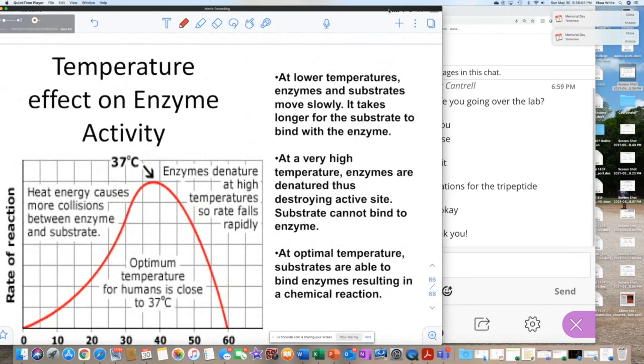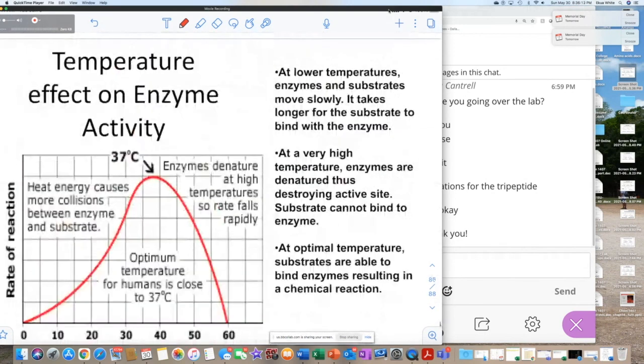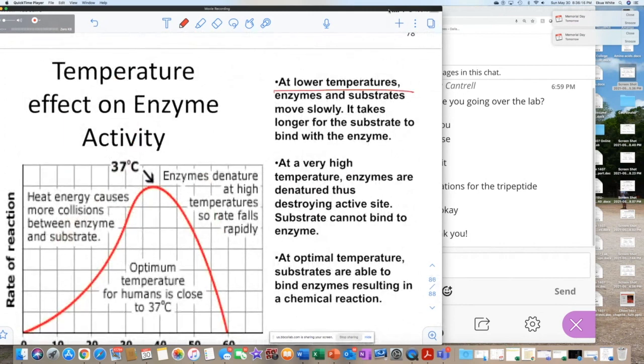Okay, so enzymes are very specific in their active site. They're also specific in their activity as far as temperature and pH are concerned. Okay. So here, at lower temperatures, enzymes and substrate move slowly.